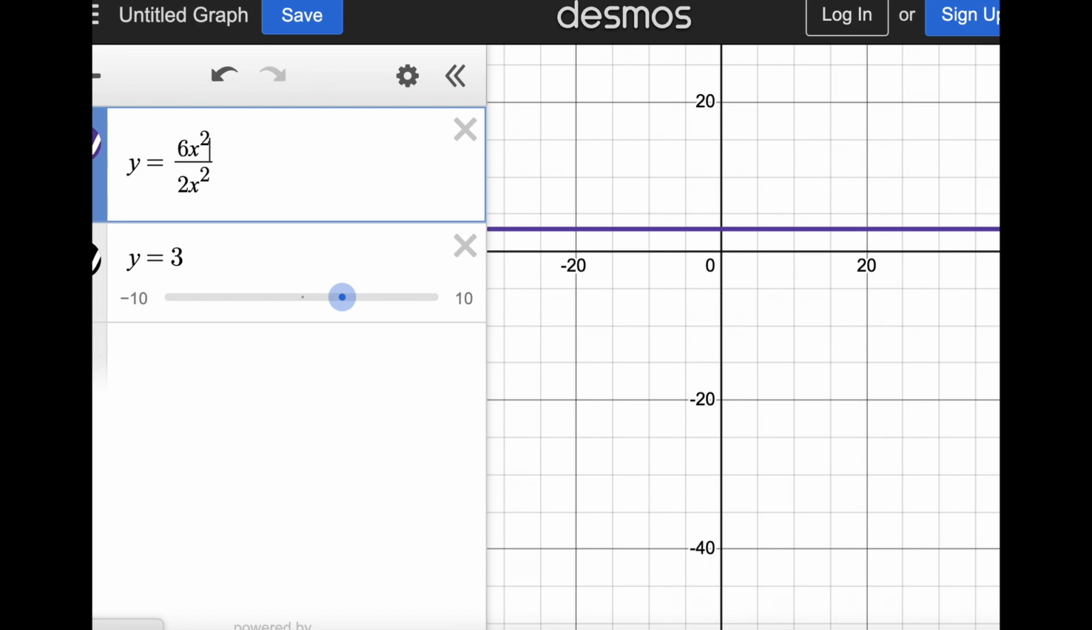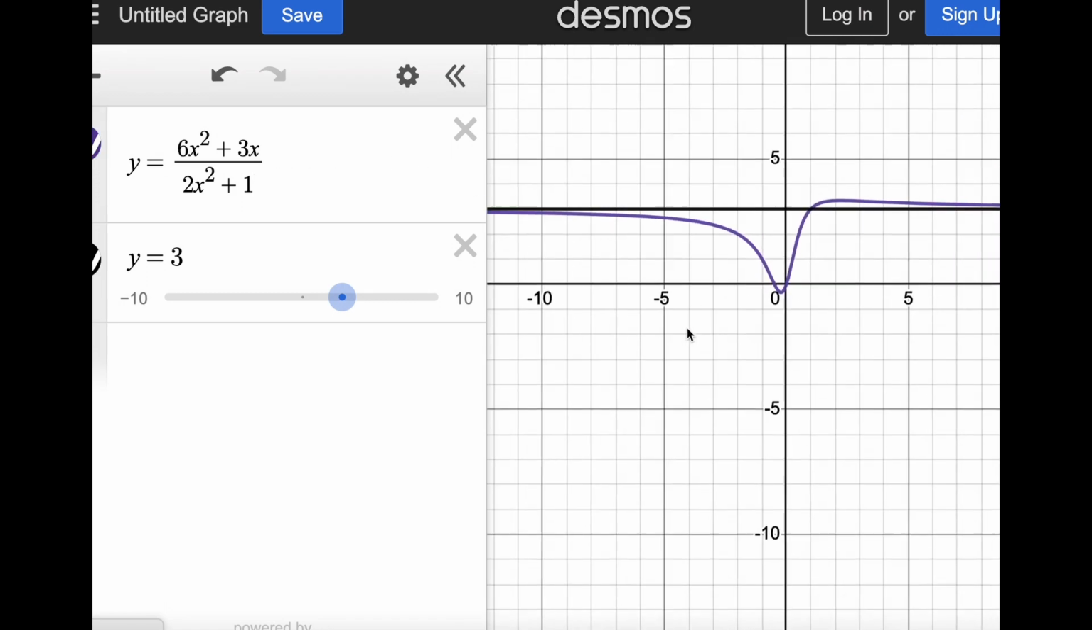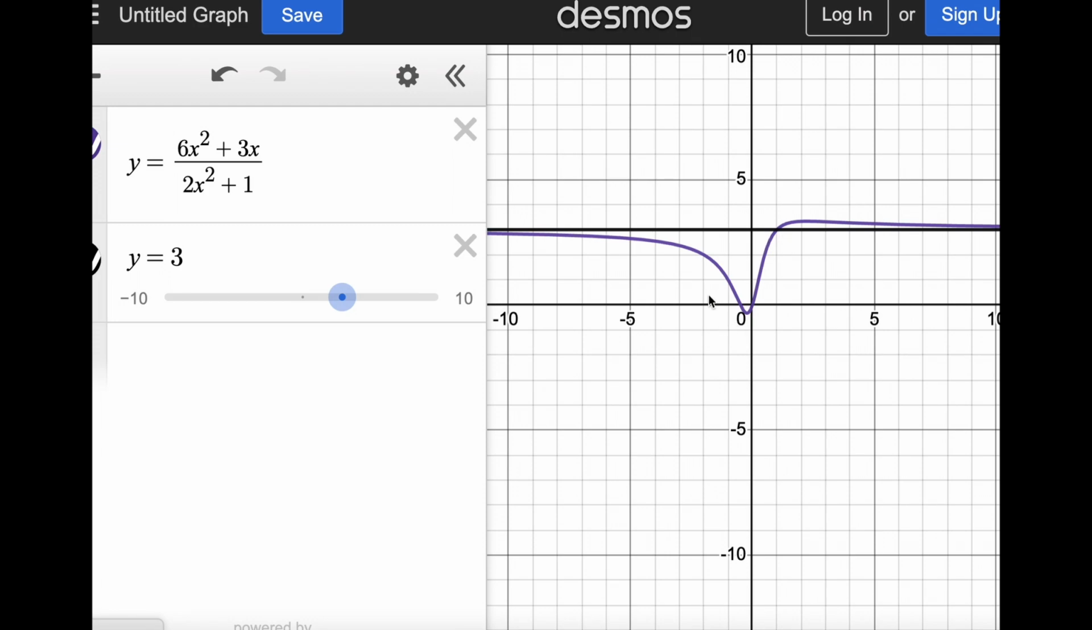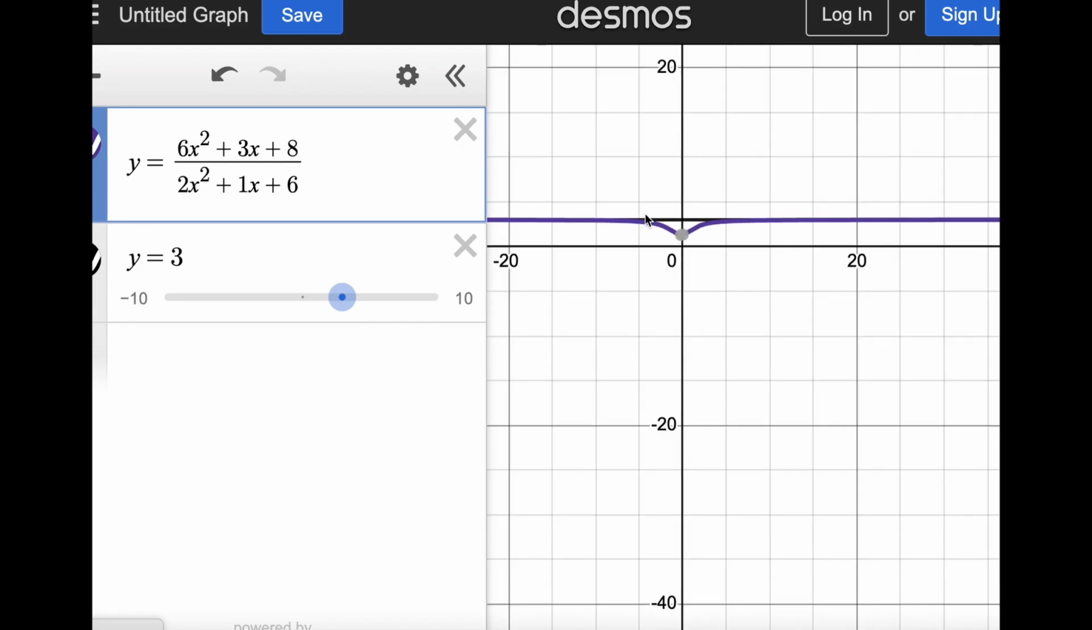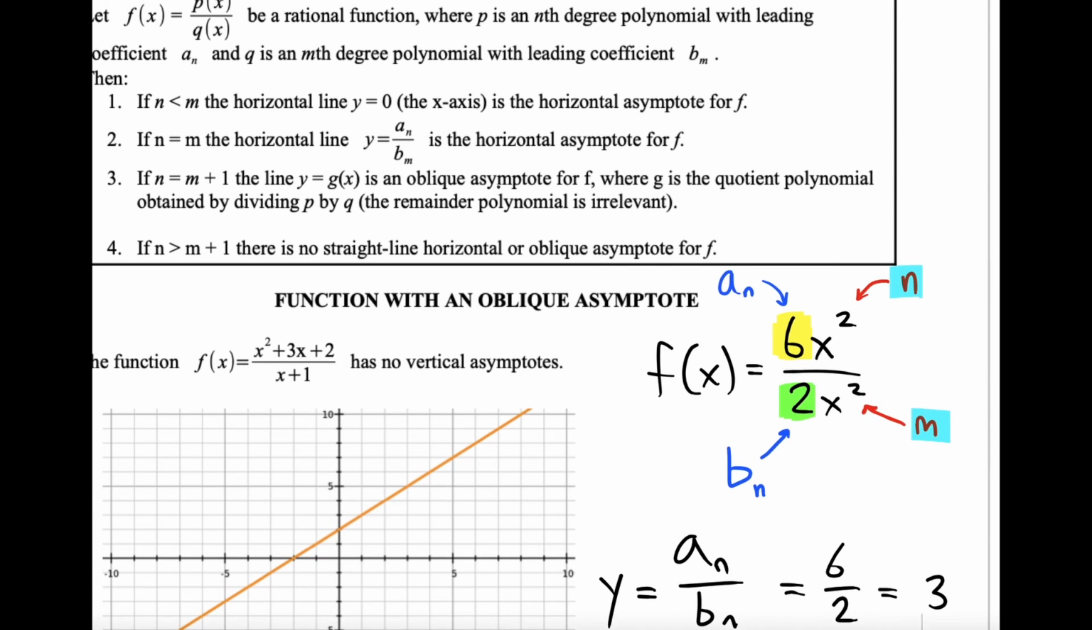But we could add a whole bunch of other terms to the thing, and as we can see, it really doesn't matter what those other terms are when it comes to finding the asymptote. You still got an asymptote at 3, no matter what terms I add onto this thing. That's kind of neat.